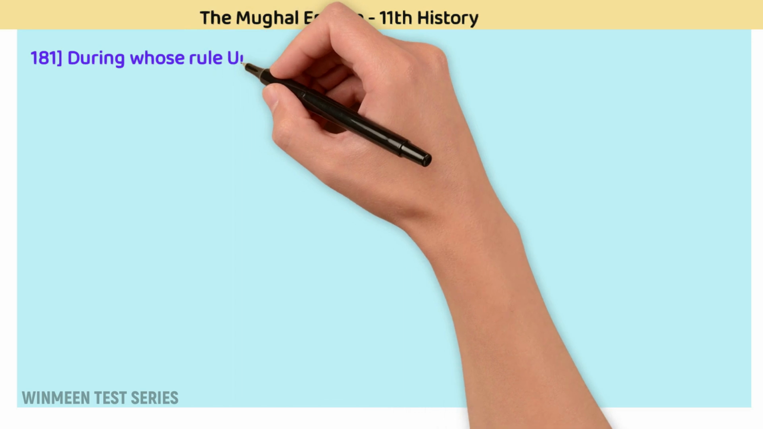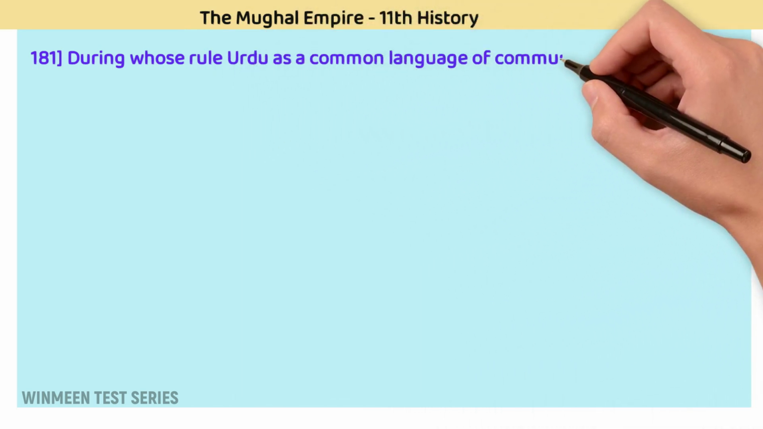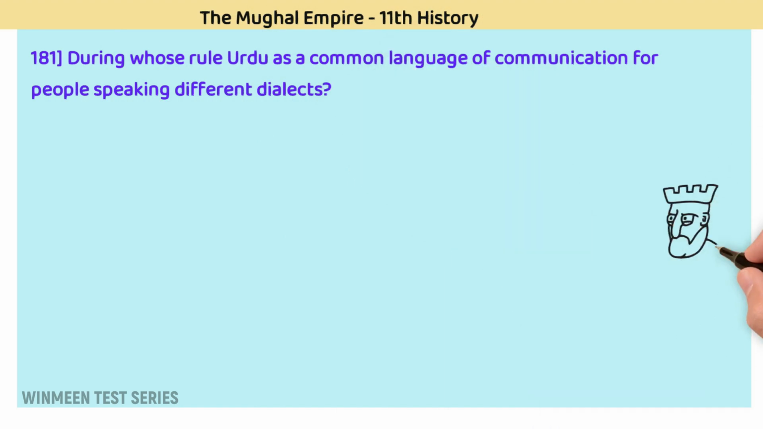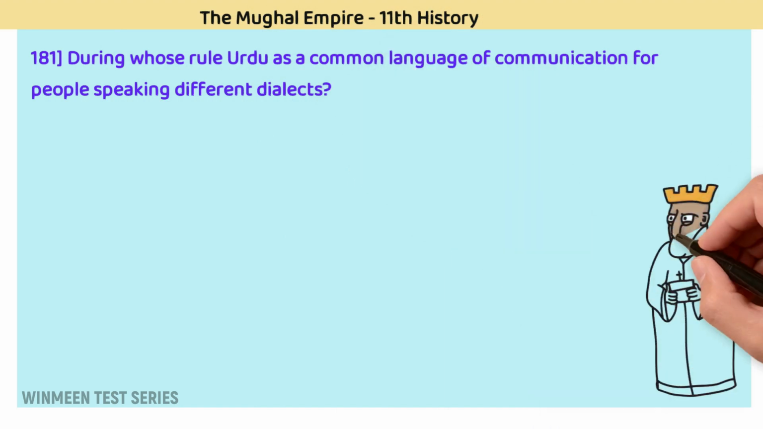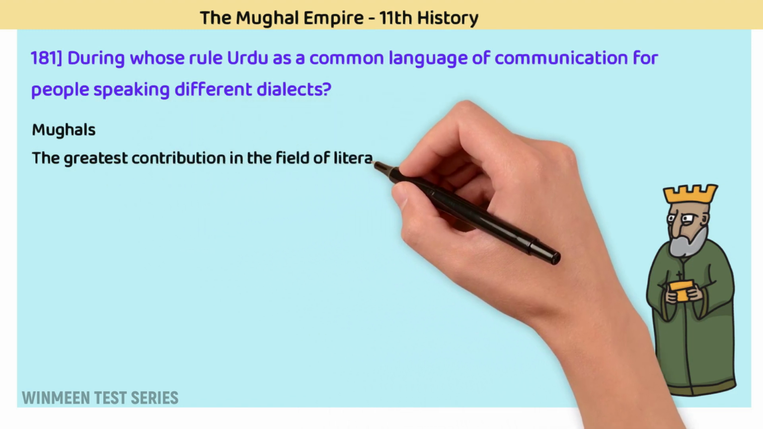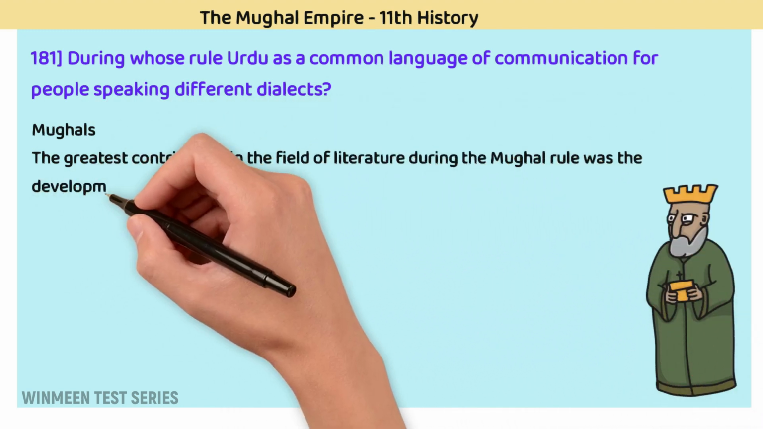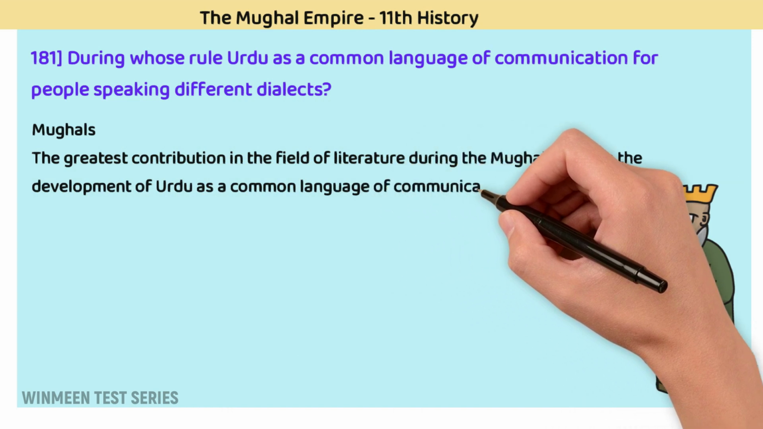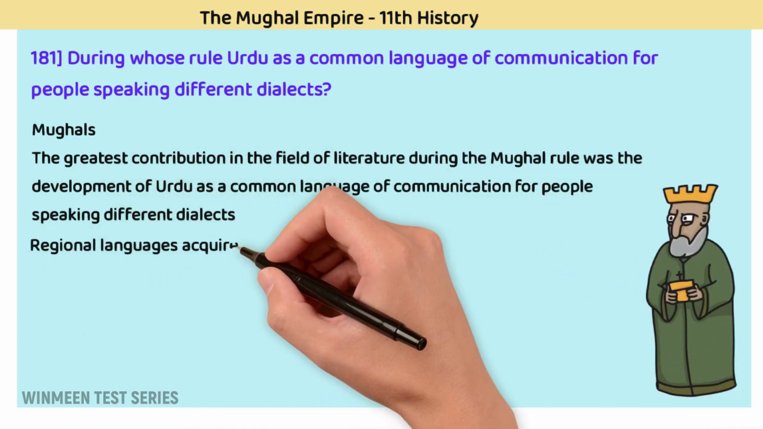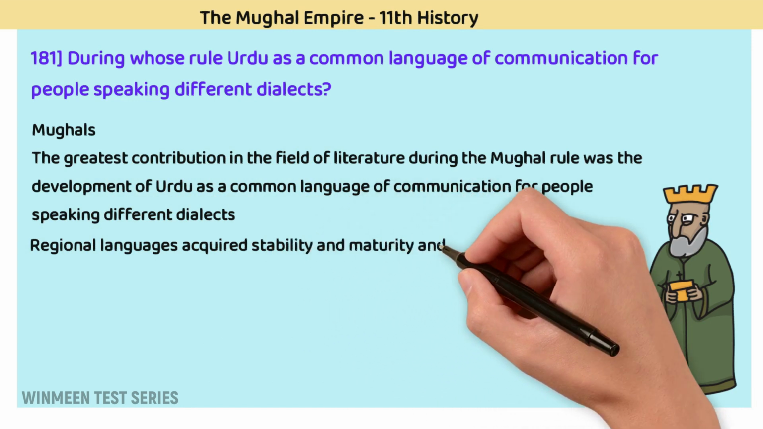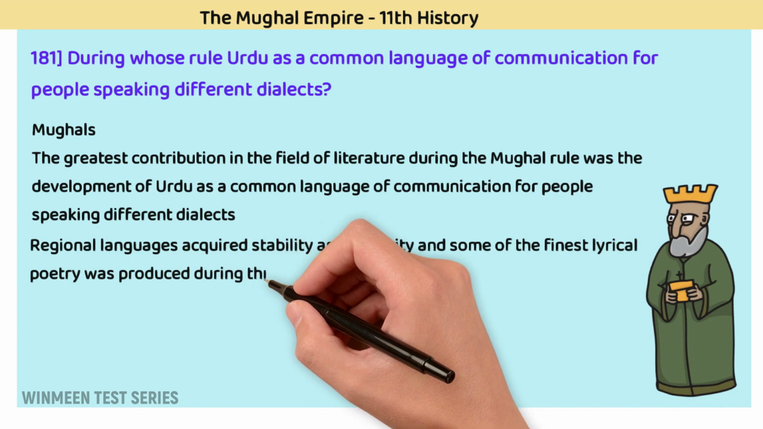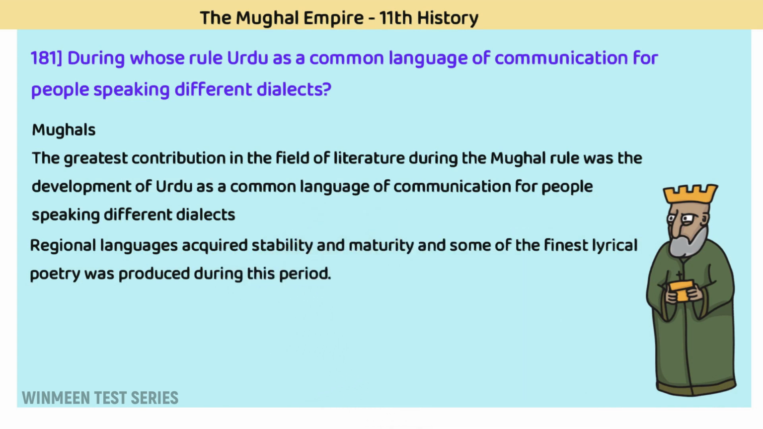Question number 181. During whose rule did Urdu develop as a common language of communication for people speaking different dialects? The answer is Mughals. The greatest contribution in the field of literature during the Mughal rule was the development of Urdu as a common language of communication for people who speak different dialects. Regional languages acquired stability and maturity, and some of the finest lyrical poetry was produced during this period.